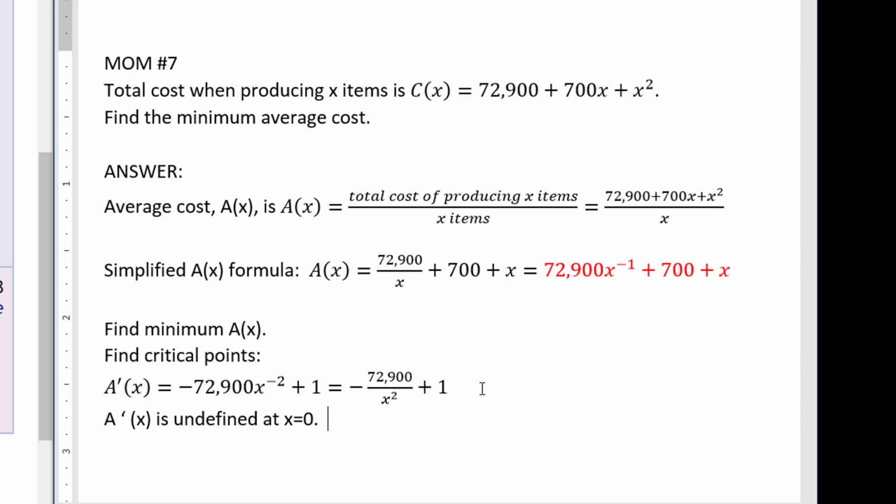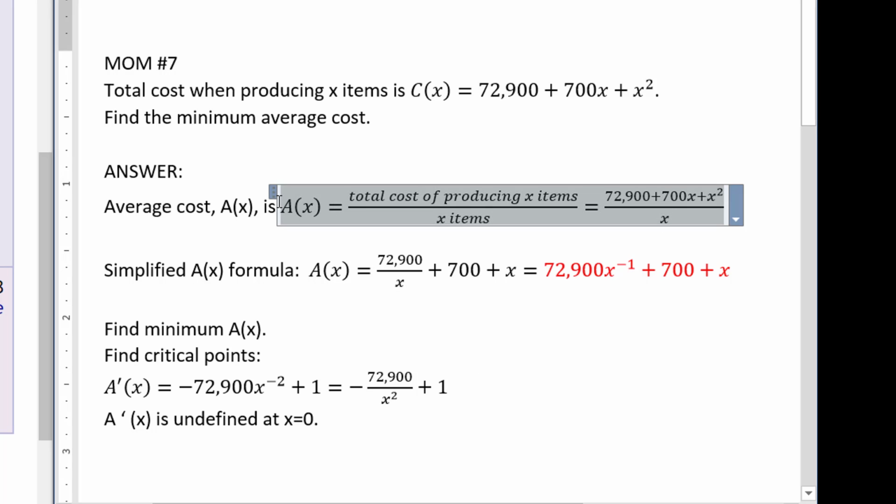However, I'm not going to even call that a critical point because x equals 0 in this problem means producing 0 items. And you can't do that in the original A of x function. You can't ask, what's the average cost per item when producing 0 items? That doesn't even make sense. 0 isn't in the domain of the original A function. So we don't need to think about 0 being a possible minimum or maximum point. It's not even a point on A of x.